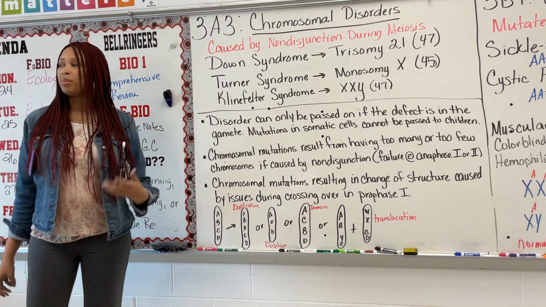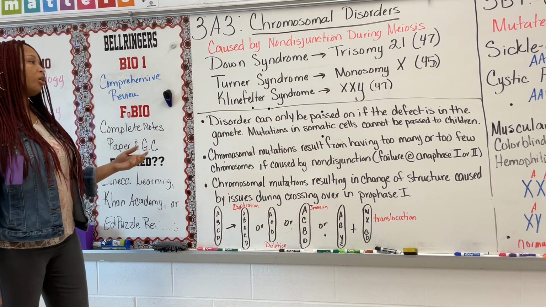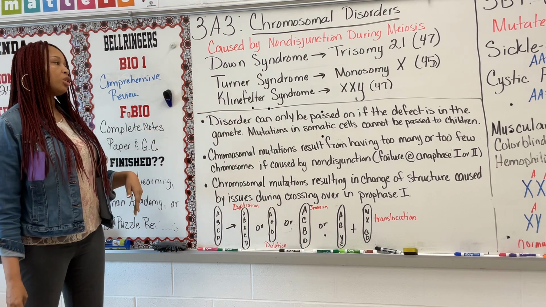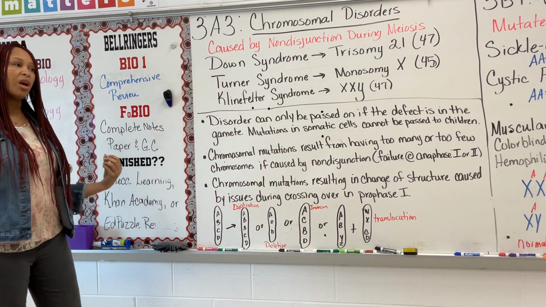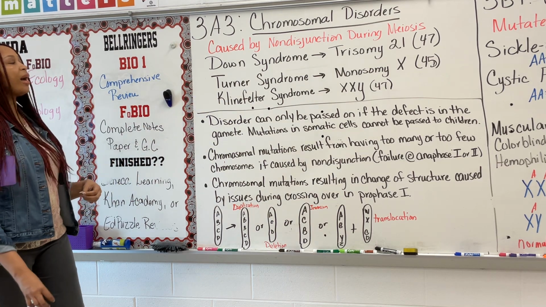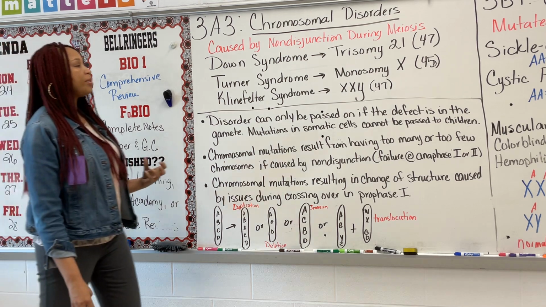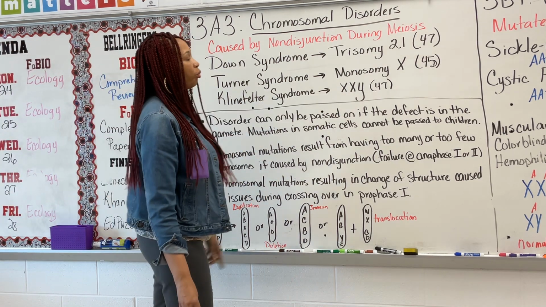Klinefelter syndrome is a male with an extra X chromosome. So a male with Klinefelter syndrome is going to be XXY. Instead of having 2 sex chromosomes, they're going to have 3. Remember, males are hemizygous. They should only have 1 X and 1 Y chromosome.